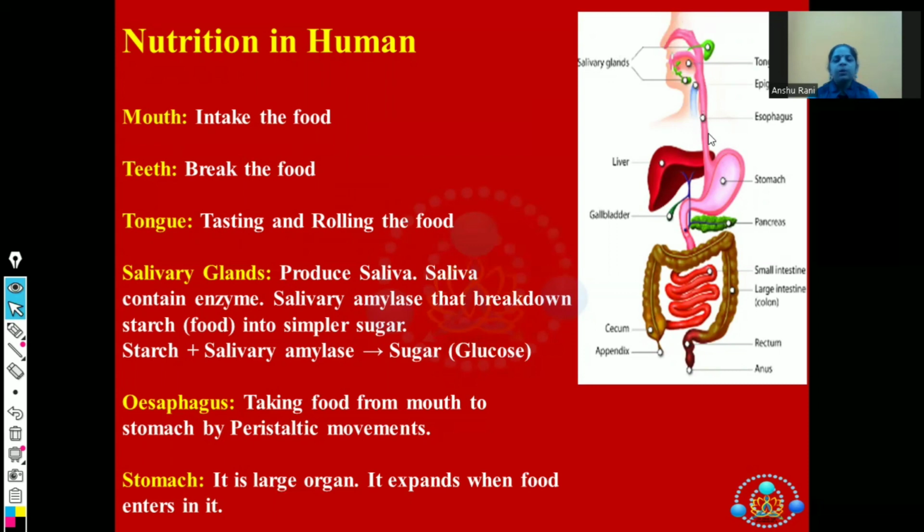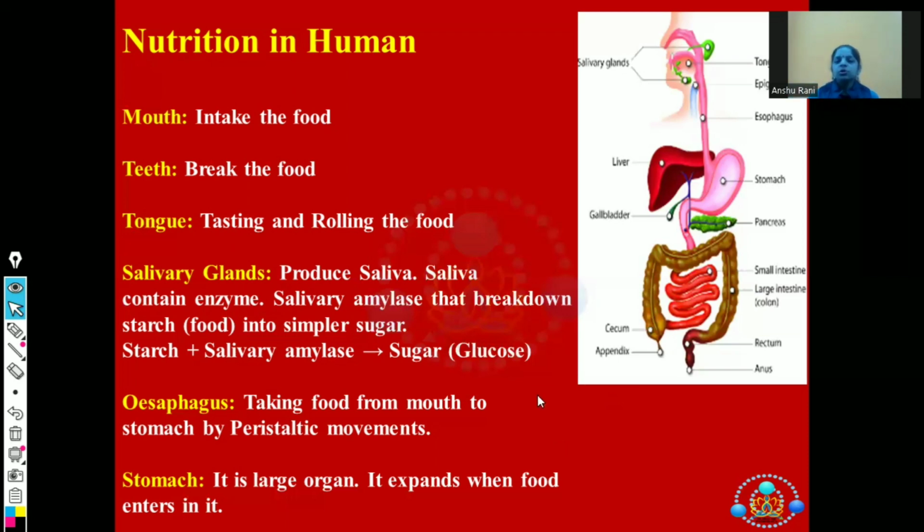It is a pipe which has peristaltic movement, and through that food moves from the mouth to the inner part of the body. It moves to the stomach. The stomach is a large organ which expands when food enters it. In the esophagus, we have peristaltic movement.